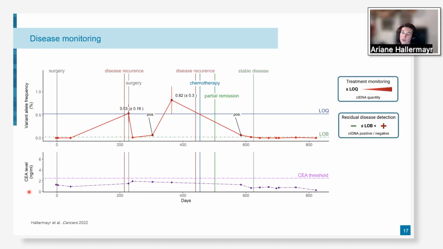And just as a reference marker, CEA, the frequently used biomarker for CRC patients, was analyzed. But all that could be observed with ctDNA analysis could not be seen based on CEA analysis, as measurement results were always below the threshold, so they weren't indicating the presence of cancer.